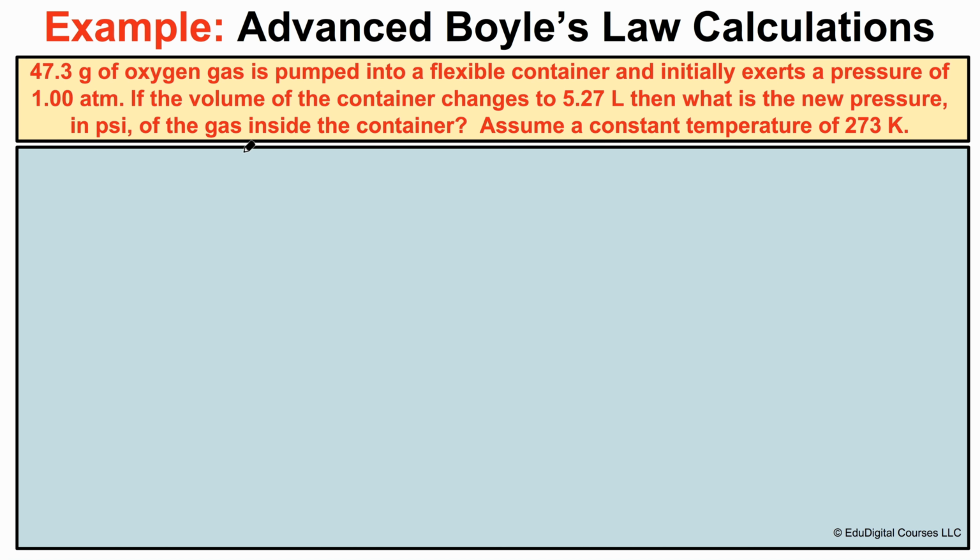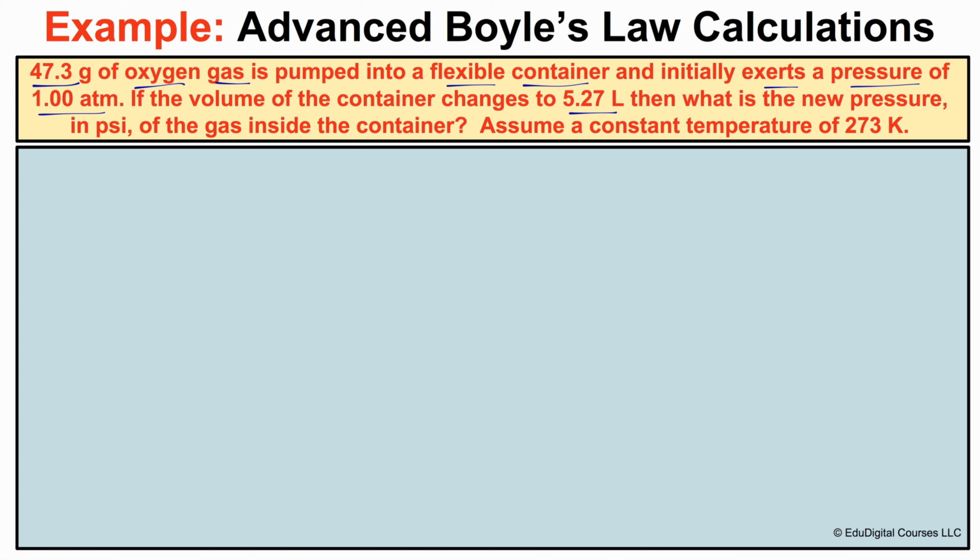In this example problem, it says that 47.3 grams of oxygen gas is pumped into a flexible container and initially exerts a pressure of 1.00 atmospheres. If the volume of the container changes to 5.27 liters, then what is the new pressure in psi of the gas in the container? And it says that we can assume a constant temperature of 273 K. So let's take a look at what's happening here.